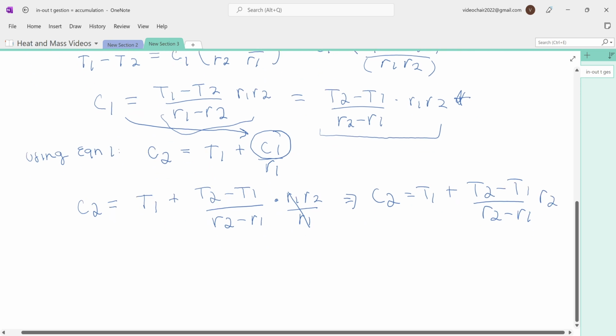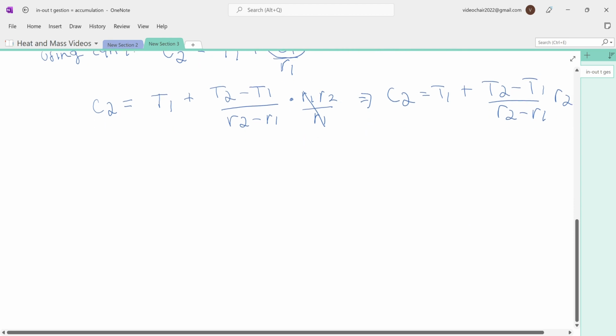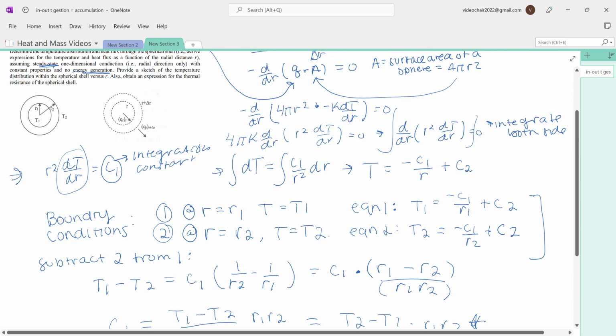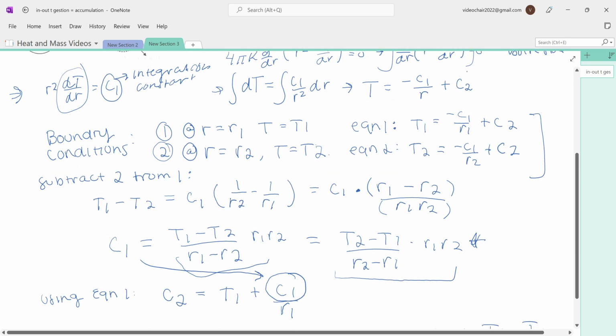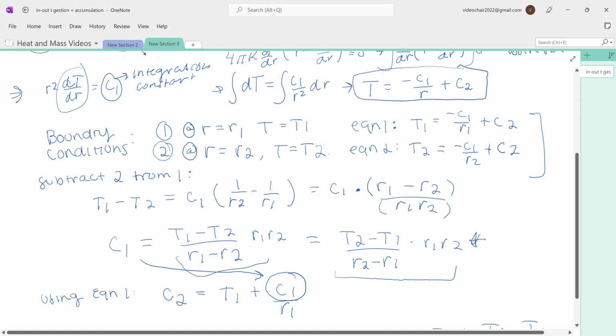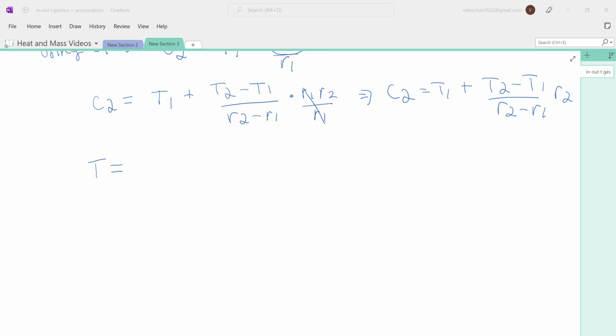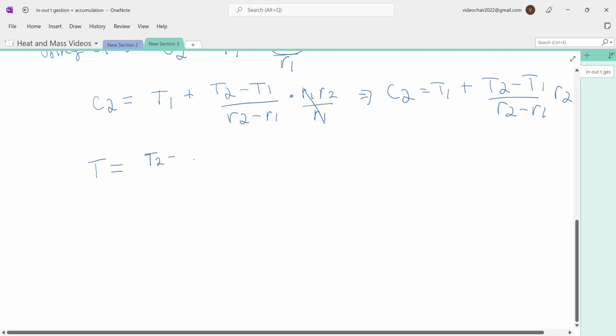So now that we have our expression for C2 and C1, we are going to plug both of those back into our original T expression up here. We're going to be plugging them into this one to get our temperature profile. So once we do that and manipulate with a little algebra, we get that T is equal to T2 minus T1 over R2 minus R1 times R1 is 1 minus R.